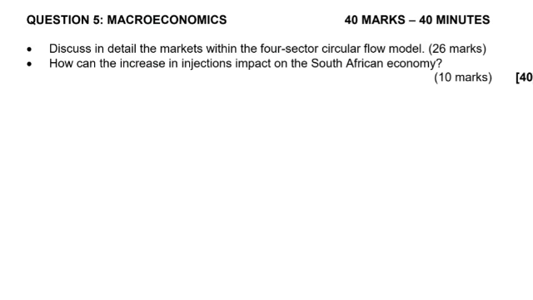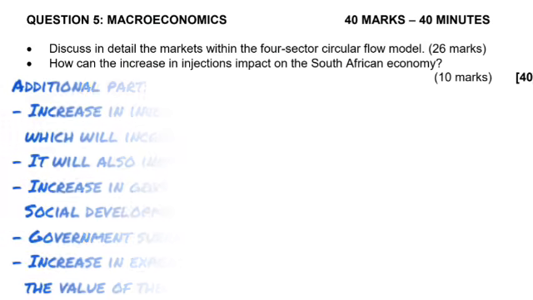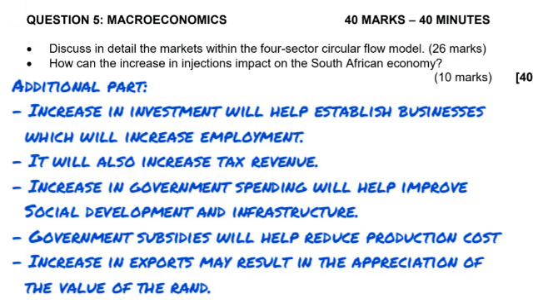Then the next part is going to be the additional part of your essay, which is the second bullet point, and it says, how can the increase in injections impact on the South African economy? So we are talking about injections. Remember, we said that the injections are the things that are an income to the economy. So we are talking about investments that businesses make, because investments earn an interest that circulates, and they can even pay more tax from it. We're talking about government spending. Government spending includes things like subsidies and improving people's social development.